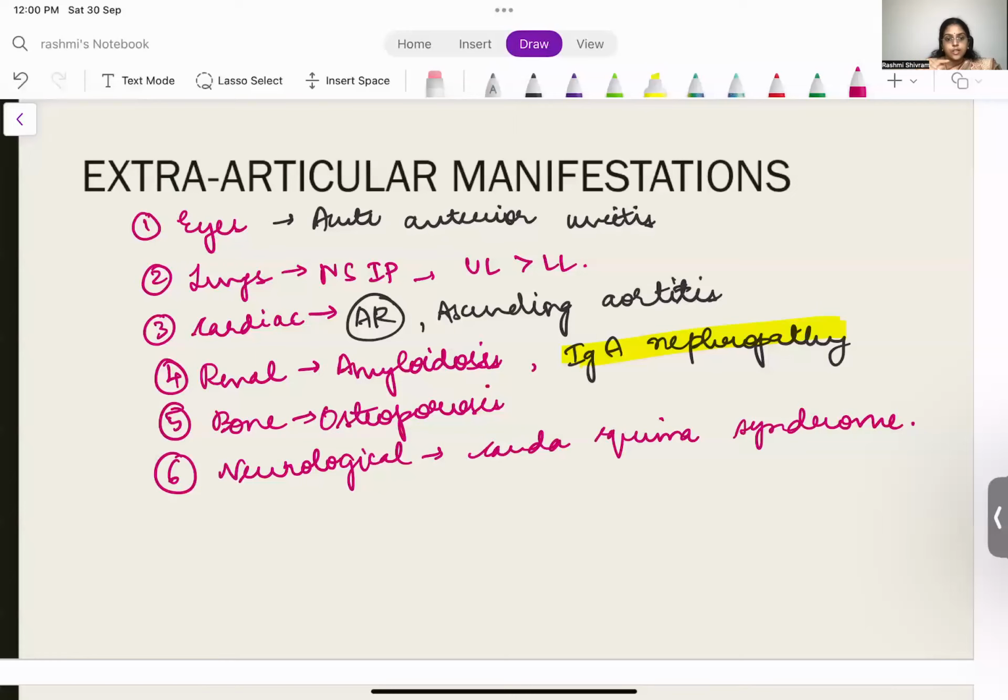So among the extra-articular manifestations, the most important one is acute anterior uveitis. This is the most important one. It can be the first presentation in these patients. Then lung involvement will cause non-specific interstitial pneumonia, predominant in the upper lobe more than the lower lobe. Cardiac involvement can cause aortic regurgitation or ascending aortitis. Renal involvement can cause amyloidosis or IgA nephropathy, which is more important. Then bone involvement, osteoporosis can be there, and the neurological involvement, cauda equina syndrome, is most commonly seen. Okay, these are all the extra-articular manifestations.